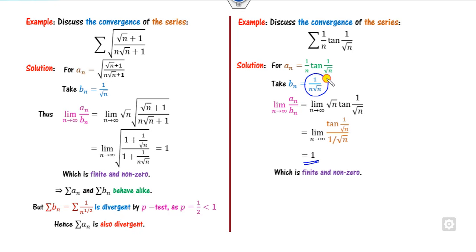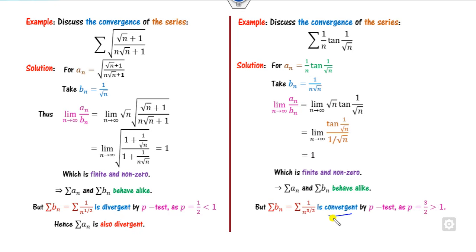So what is the nature of this? This is a convergent series because p is nothing but 3 by 2. I can write this number as 3 over 2. So by the p-test, it's convergent. Hence An is also convergent.